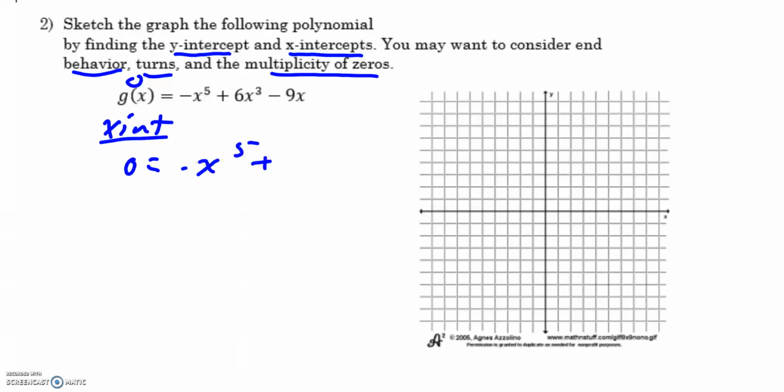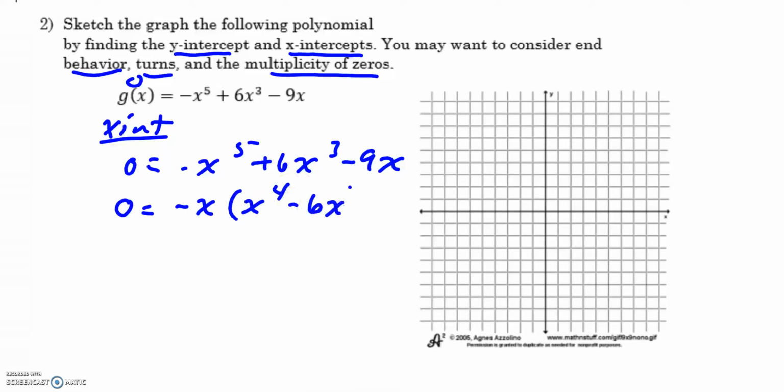If I start this problem, my first gut instinct is to factor. And I notice that I have a greatest common factor of -x, and I would be left with x to the 4th minus 6x squared plus 9. Be careful about your signs here and here when you take out the negative.